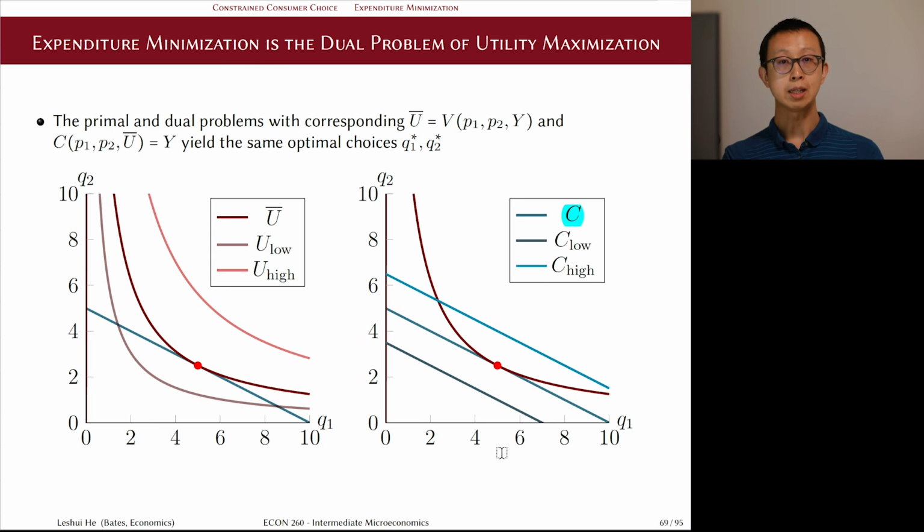In general, not any expenditure minimization problem leads to the same optimal consumption bundle as the utility maximization problem. If we start from this pink indifference curve to minimize expenditure, clearly the optimal consumption bundle will land somewhere around here, as opposed to back at this red point here. The key that produces identical consumption bundles in both problems is that we started from the outcome obtained by this problem and then minimize expenditure on the right-hand side.